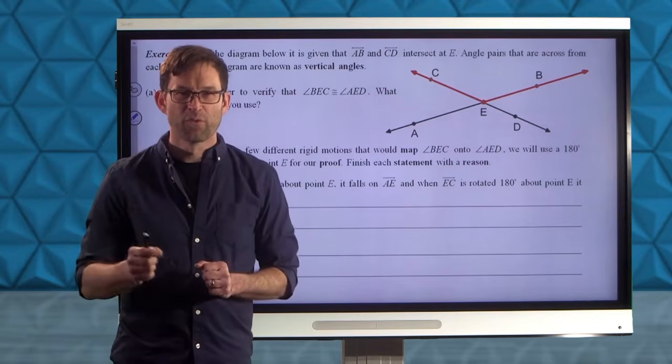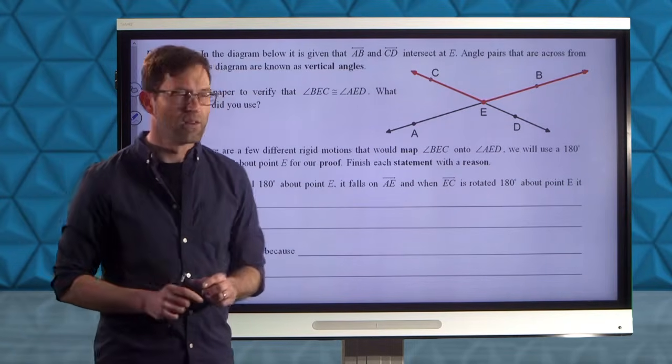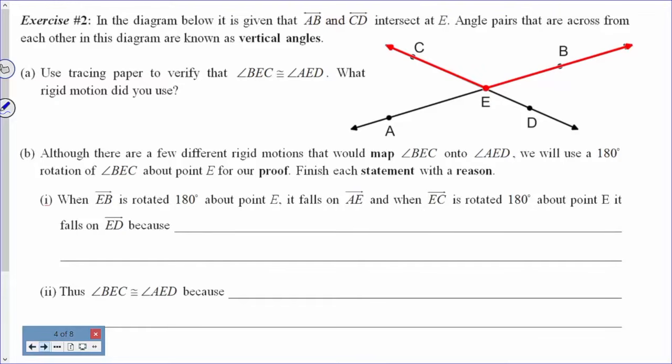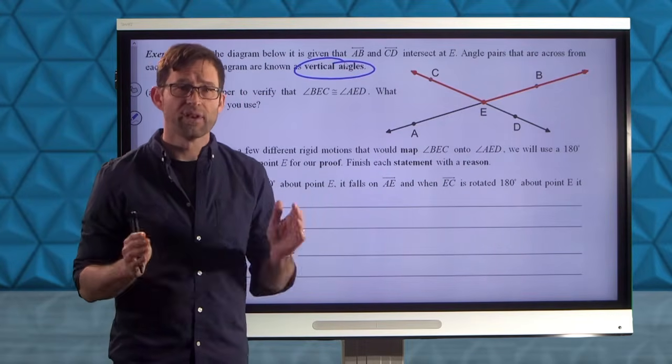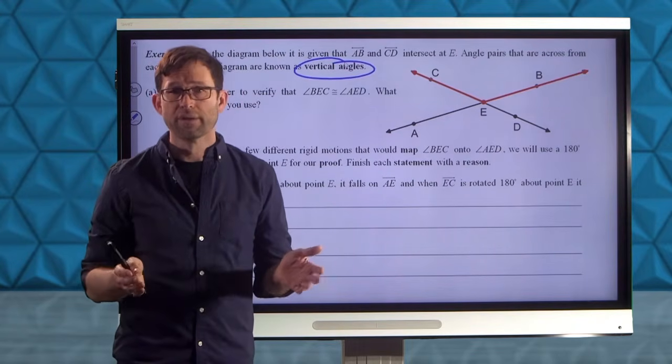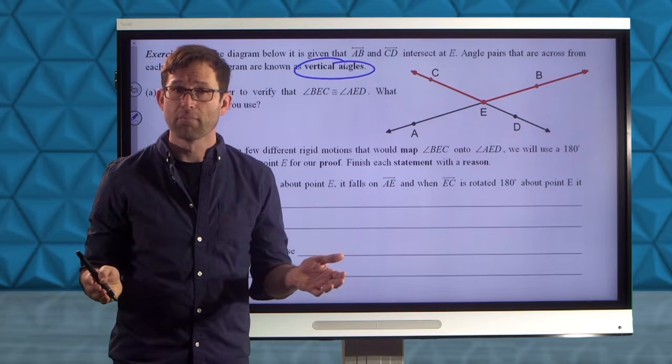All right, first problem. Let's take a look. Exercise number 2. In the diagram below, it is given that lines AB and CD intersect at point E. Angle pairs that are across from each other in this diagram are known as vertical angles. All right, vertical angles are exceptionally important in geometry because they have a nice property, and that property is that they're congruent, that they have the same measure.